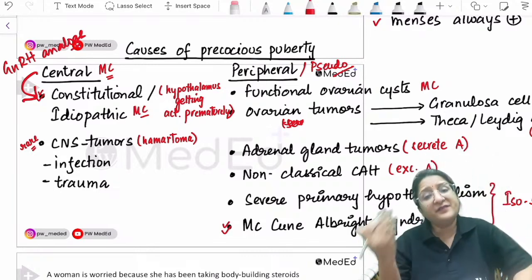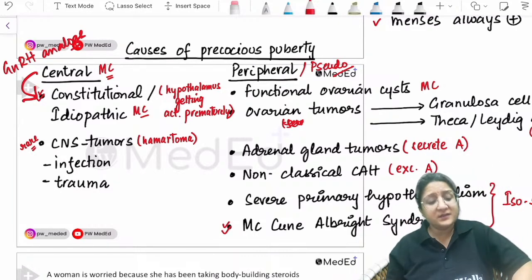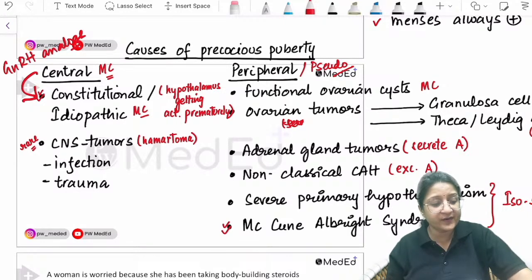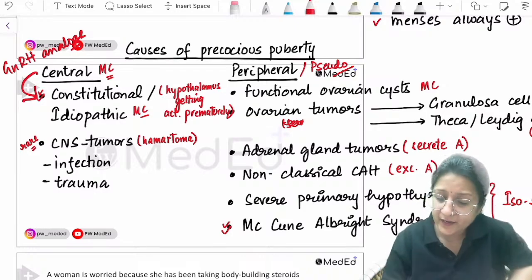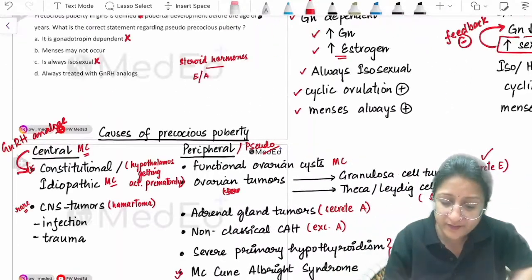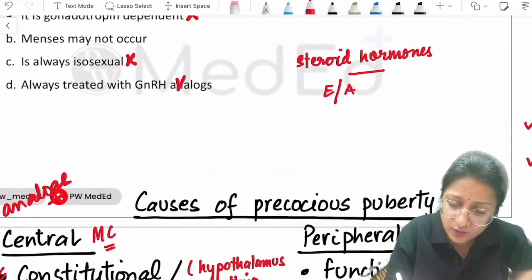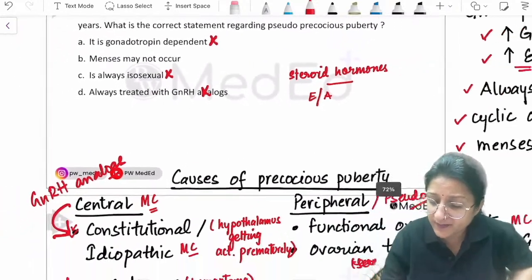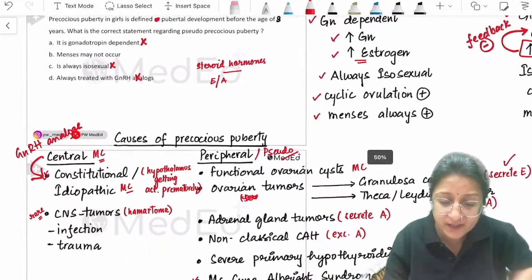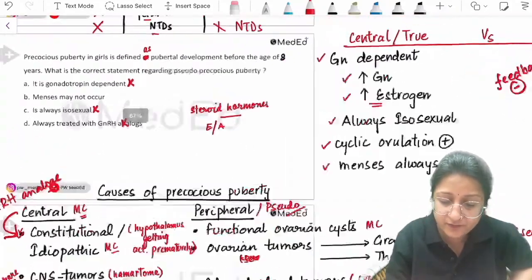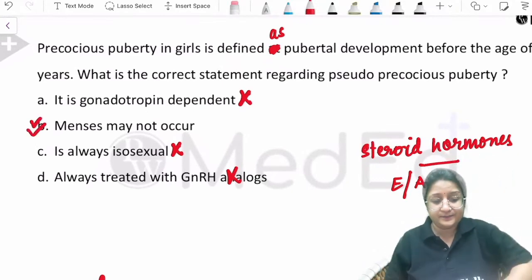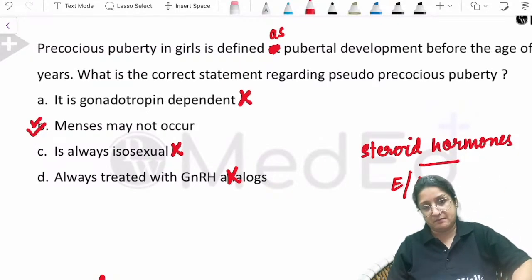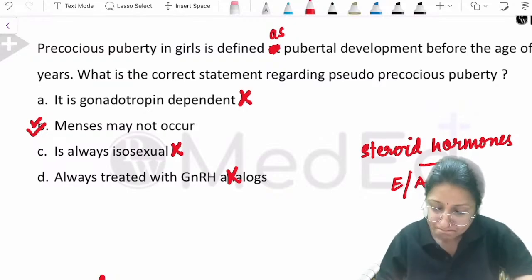In peripheral causes, of course, treatment will be guided towards treatment of the cause, isn't it? So will it always be treated with GnRH analogues? No. Treatment of the cause will be there. That is what we are going to attempt first, isn't it? So the correct answer for this question is that menses may not occur.